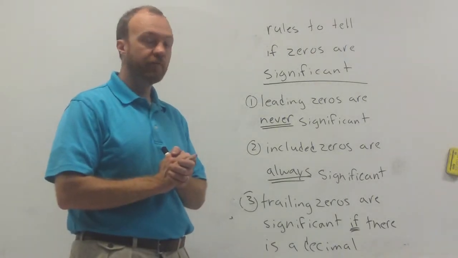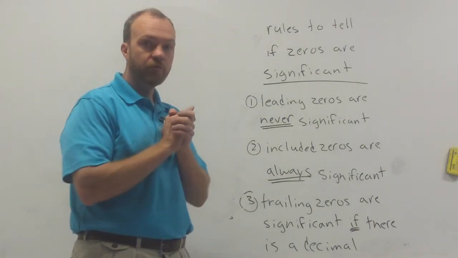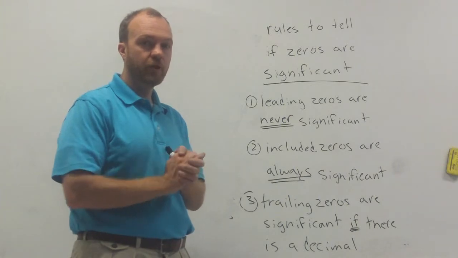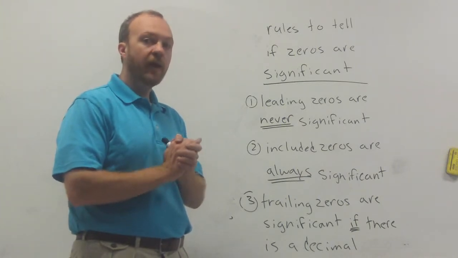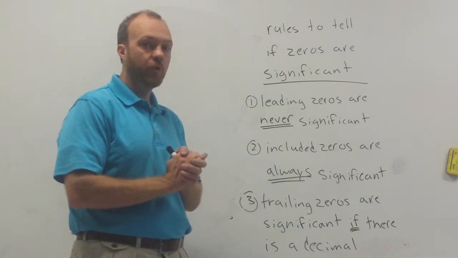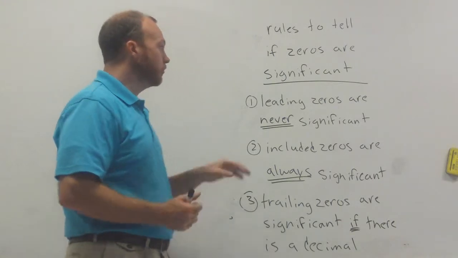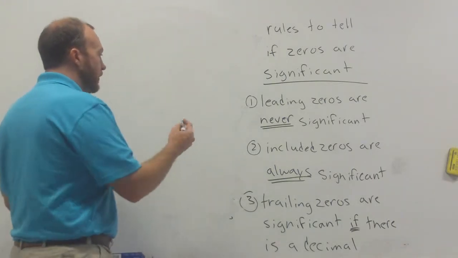Recap of your significant figure rules. If you want to understand where these rules come from, be sure to go back and watch the previous video where I explained to you why the rules are the rules. The first rule is that leading zeros are never significant.